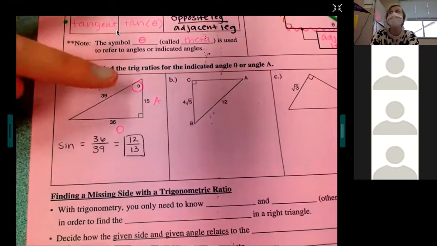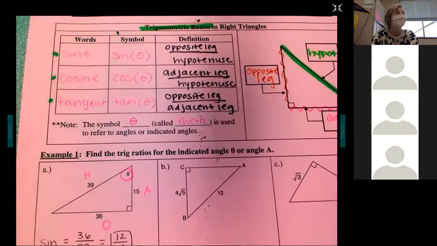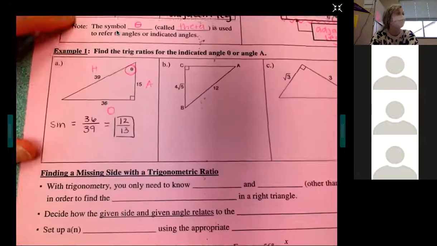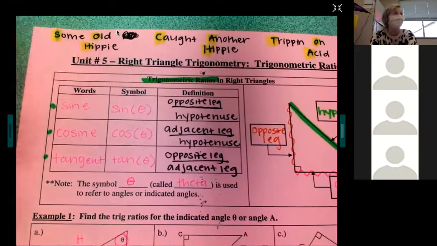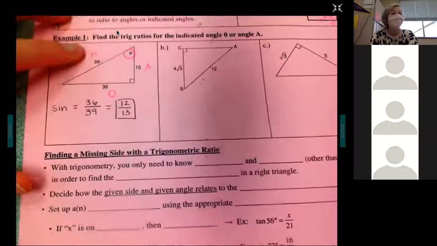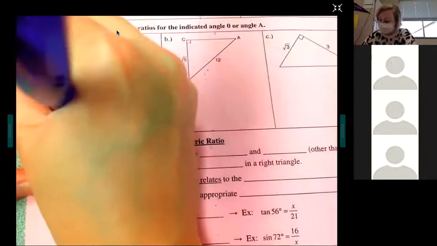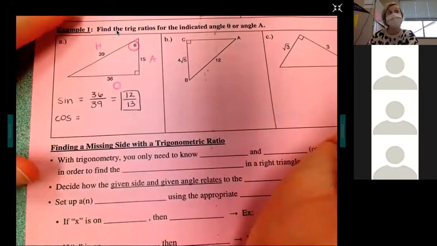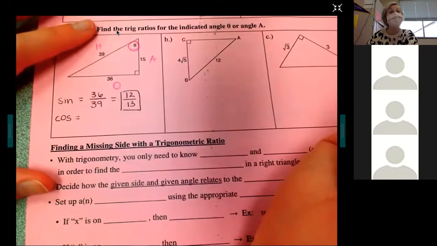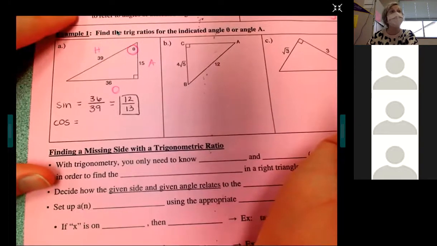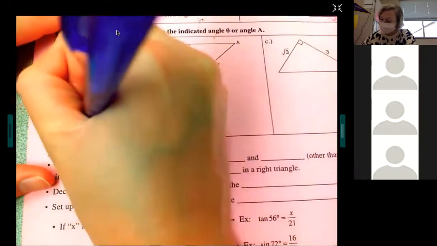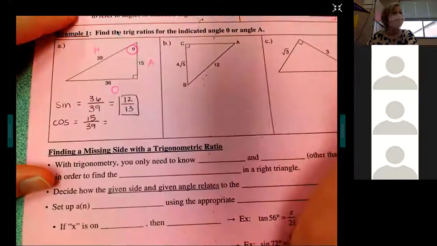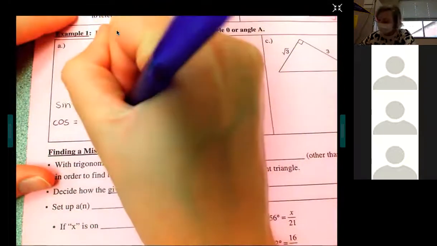Because it says find the trig ratios. What are your 3 trig ratios? Sine, cosine, and tangent. So you've got to find all 3. Yep. So sine is the opposite over the hypotenuse, because it's SOH. So how do we find cosine? Another one, CAH. So A over H. What's my A? 15. What's my H, y'all? So 15 over 39 will reduce to 5 over 13. Good job, Jake.